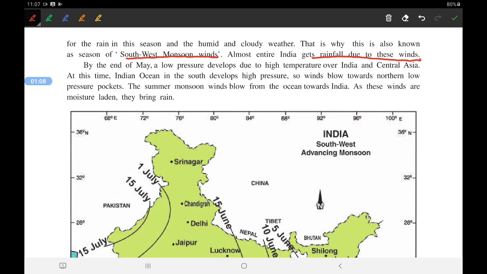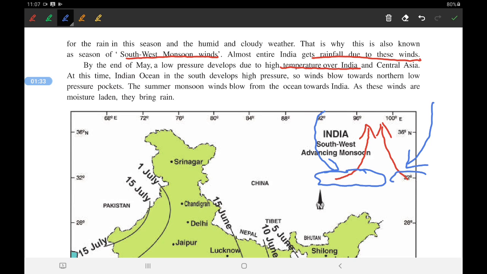By the end of May, a low pressure develops due to high temperature over India. As there is high temperature over India, in Central Asia a low pressure is created. Low pressure means the hot wind will go up, and the cold wind will come to take its position. The wind which goes up will condense and come back, and this cycle will continue.